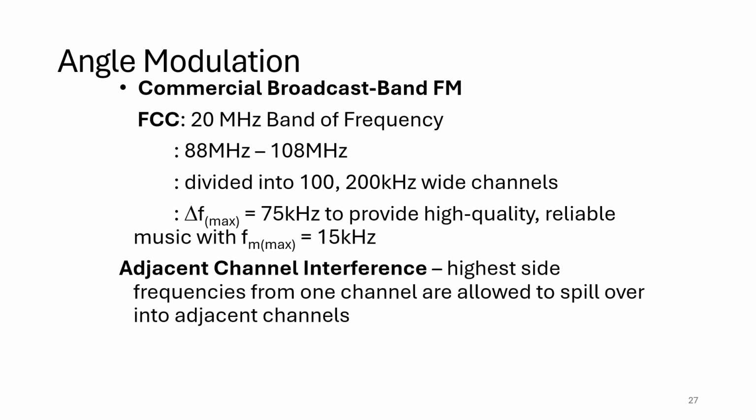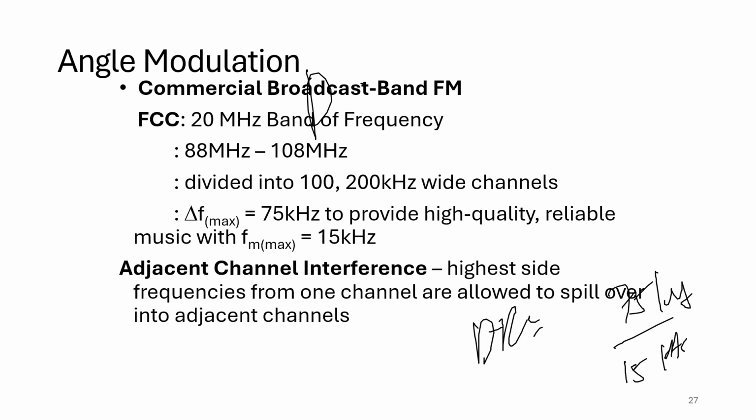So if we use those maximum values, we can solve for the deviation ratio, DR, which is 75 kilohertz divided by 15 kilohertz, and that will give you 5. So this time, your 5 is your maximum modulation index. And when we look at the Bessel function for m equal to 5, that will give us 8 sidebands.